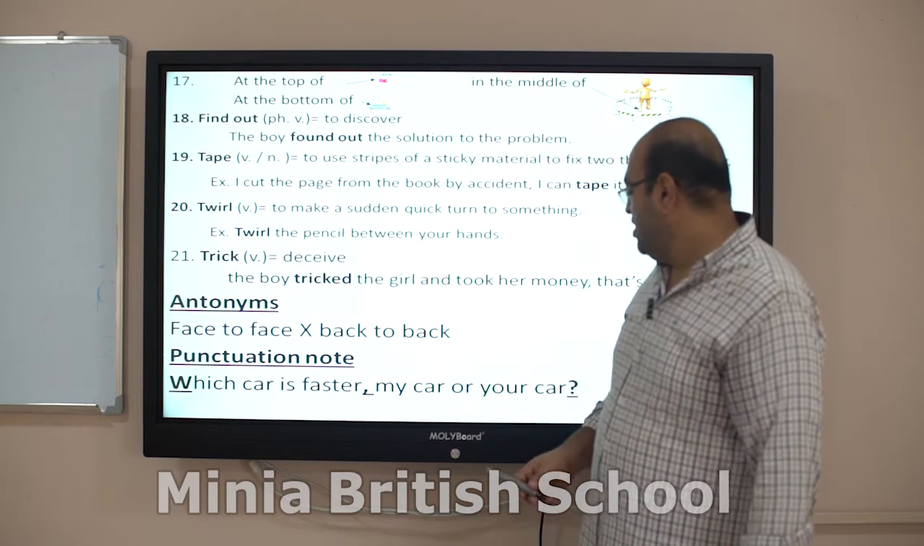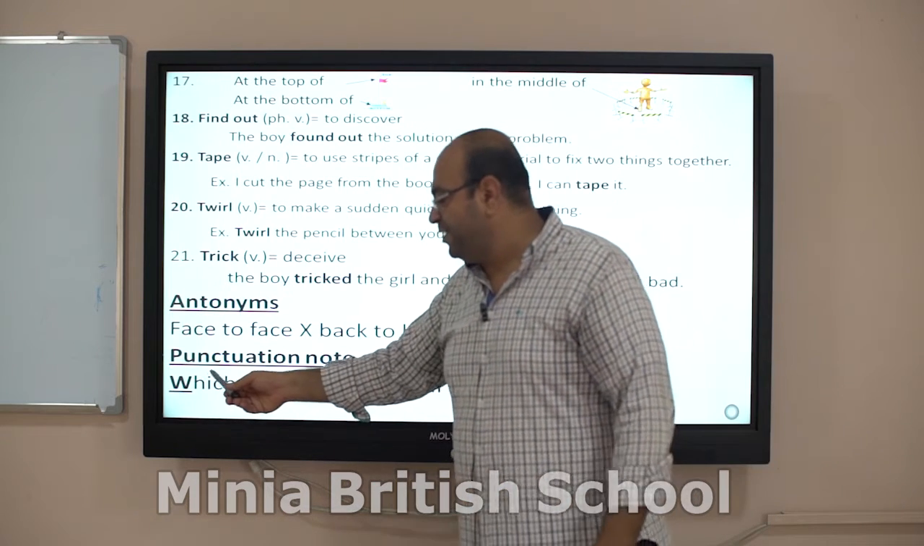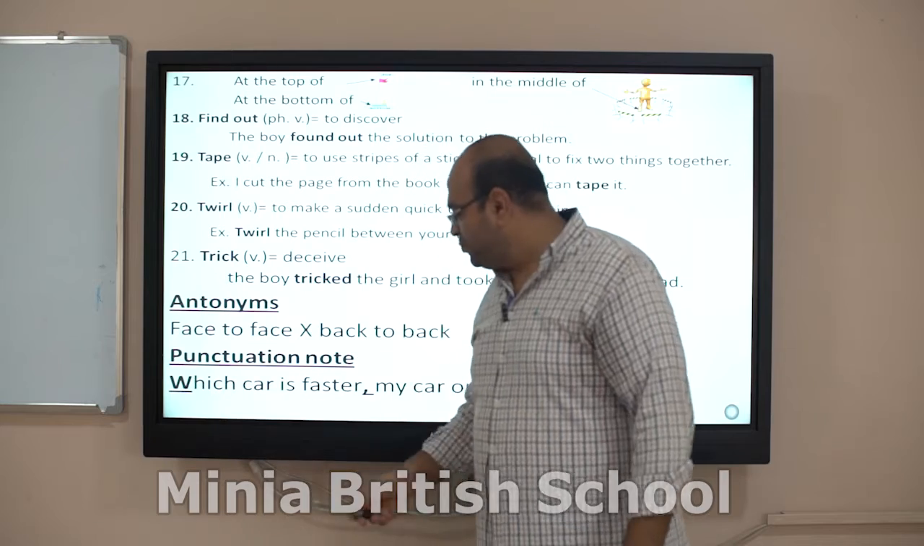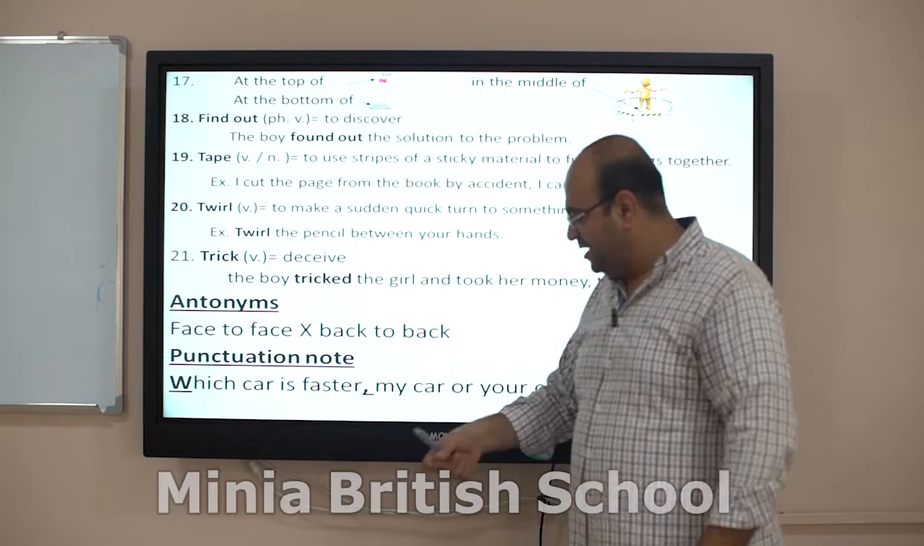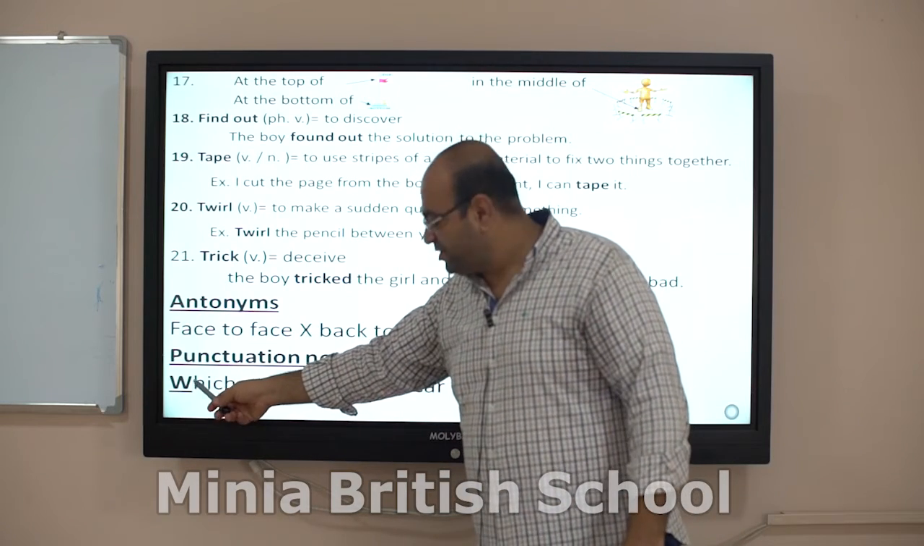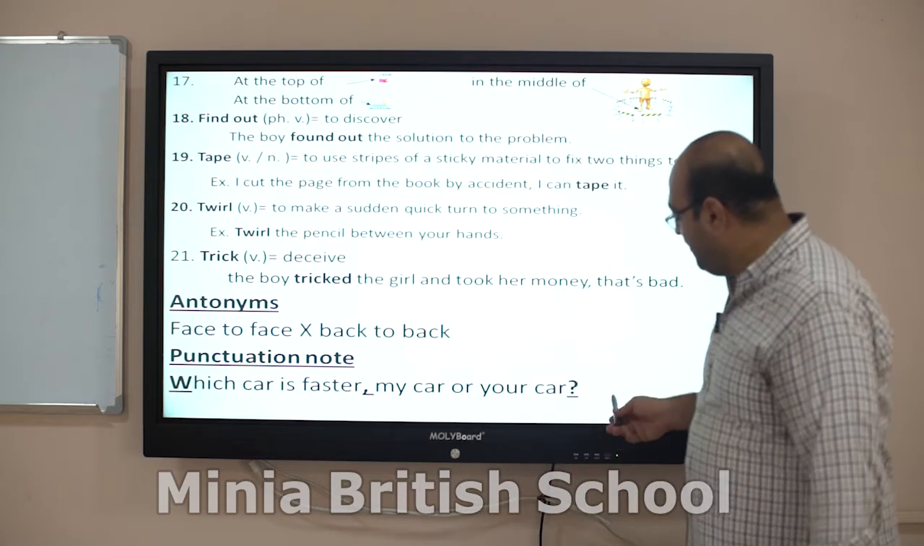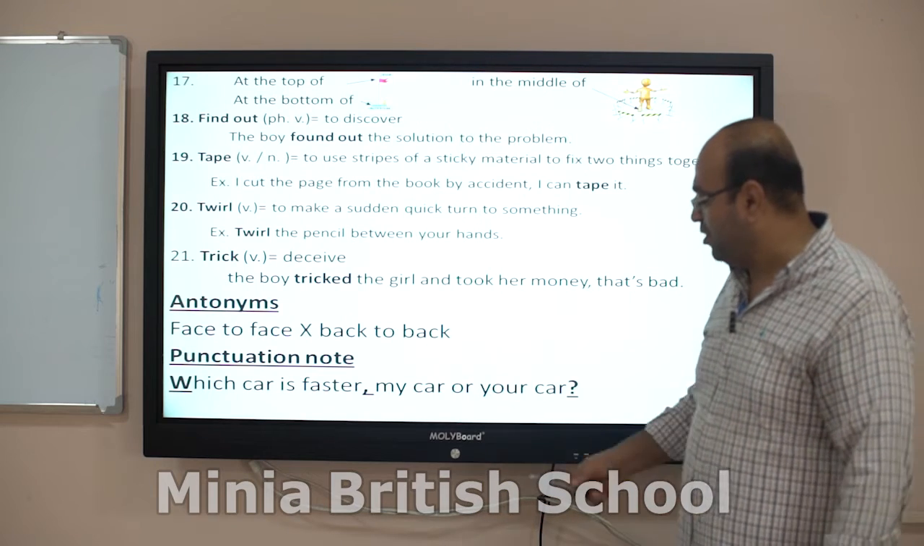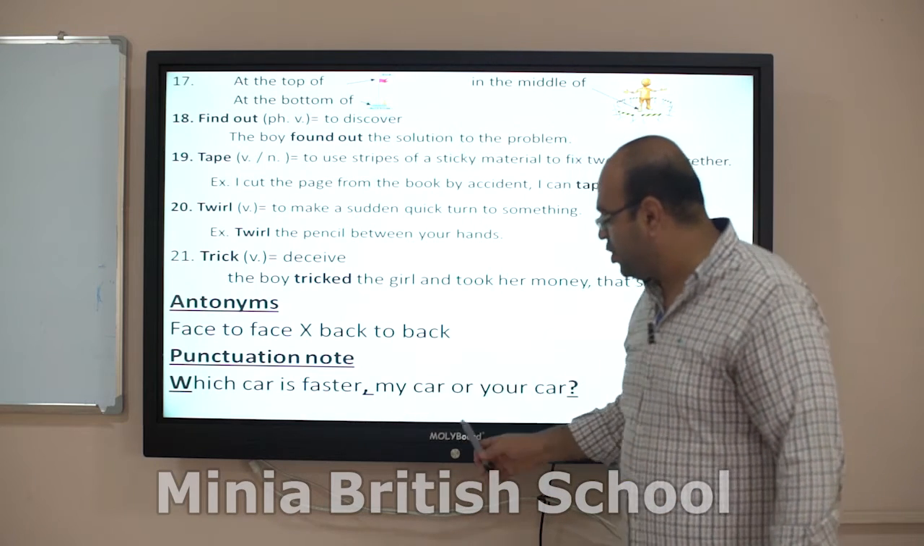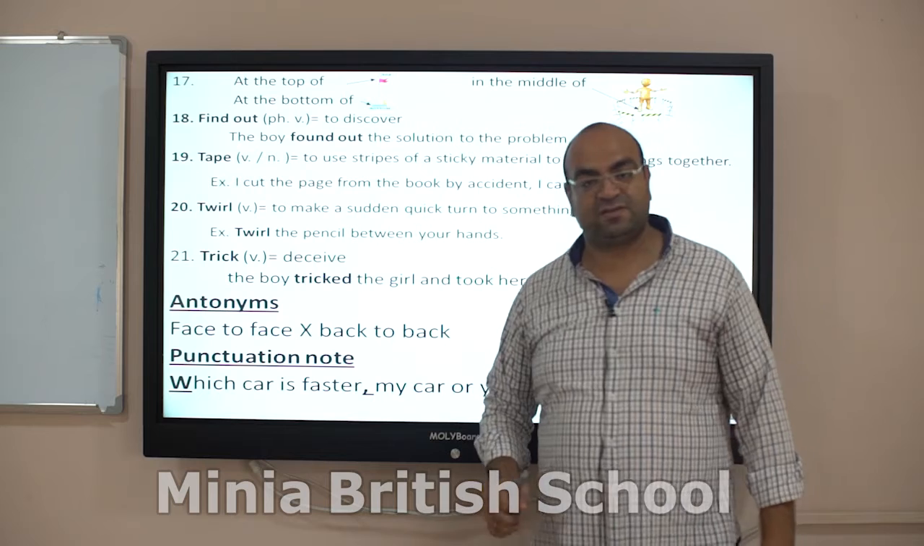Punctuation, we had this before and we will repeat it. If I use which for comparison, of course, which is a question, I will start with a capital letter and I will end up with a question mark. But make sure you have the comma between the two choices.